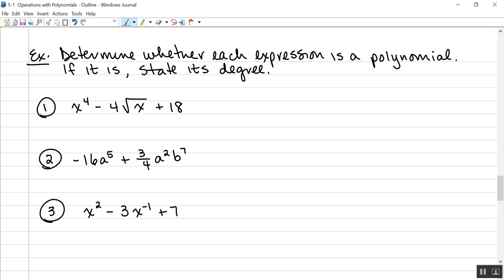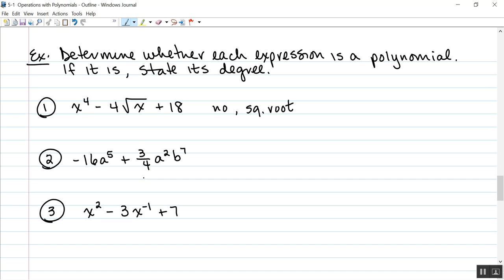So for number 1, we have x to the 4th minus 4 times the square root of x plus 18. This is not a polynomial because it has a square root. No square roots in a polynomial. Because actually, as we'll see in a later chapter, that's x to the 1/2 power, and you can't have rational powers.